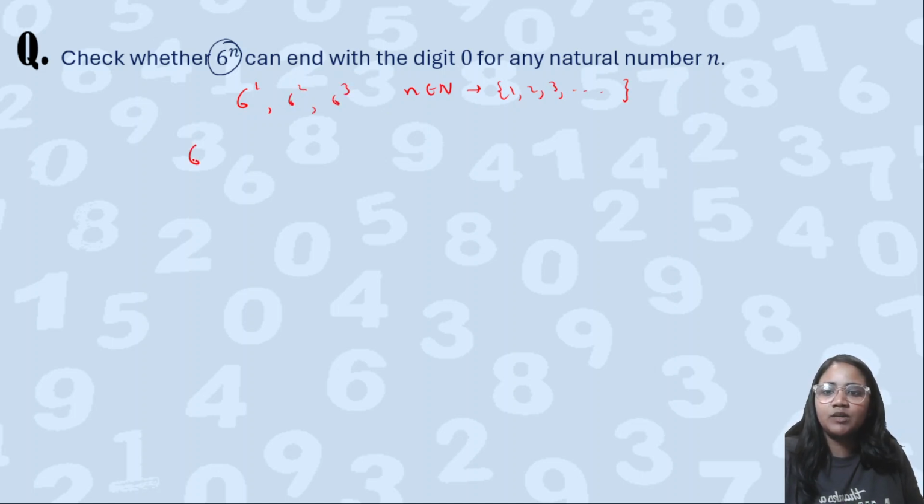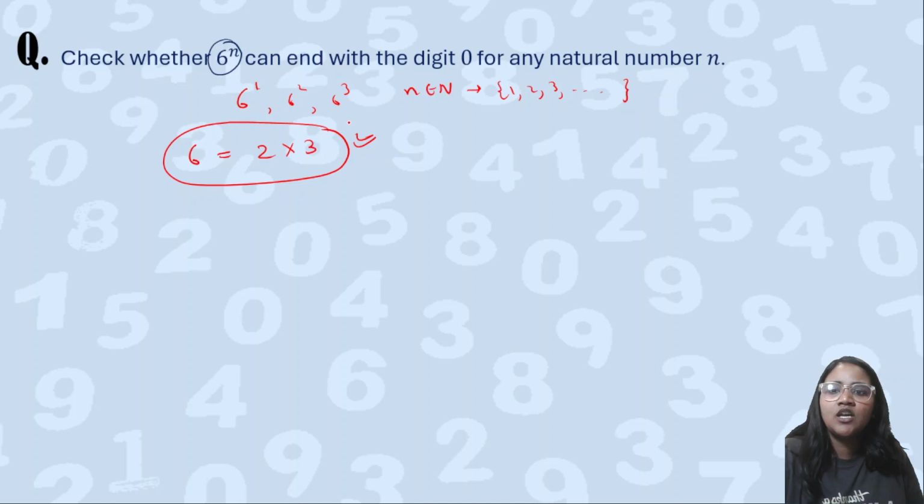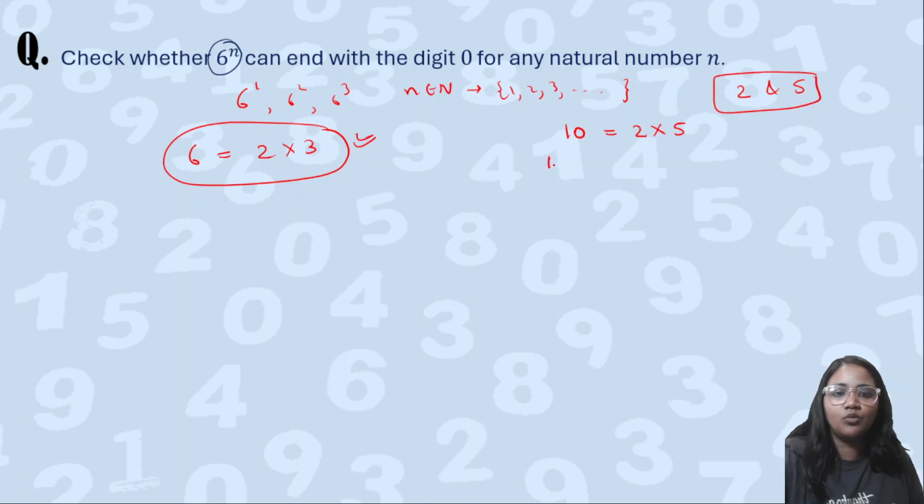So we can think about 6 to the power 1, 6 to the power 2, 6 to the power 3. If I think about 6, how can we write 6? 6 is 2 times 3. This is the prime factorization of 6 and this is unique, right? Now think of some number which ends with the digit 0. Let's think of the smallest number, 10. What is the prime factorization of 10? 2 times 5. So you can see the prime factorization of 10 contains 2 primes, that is 2 and 5.